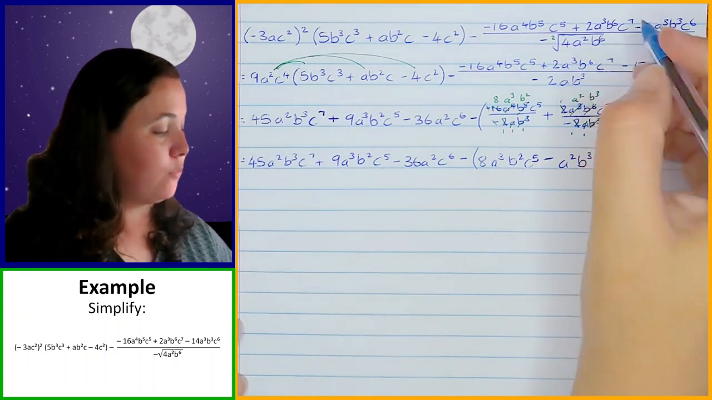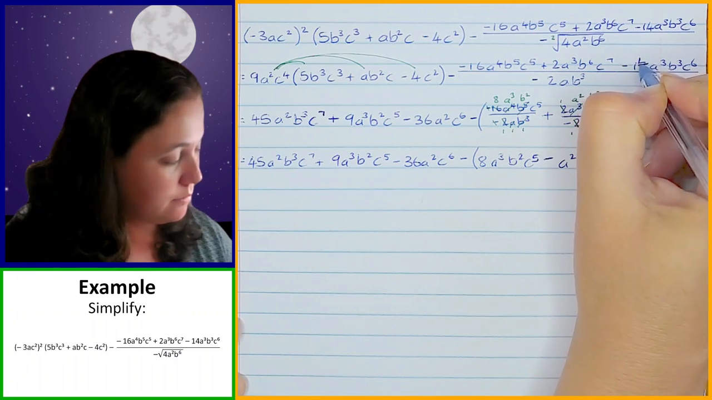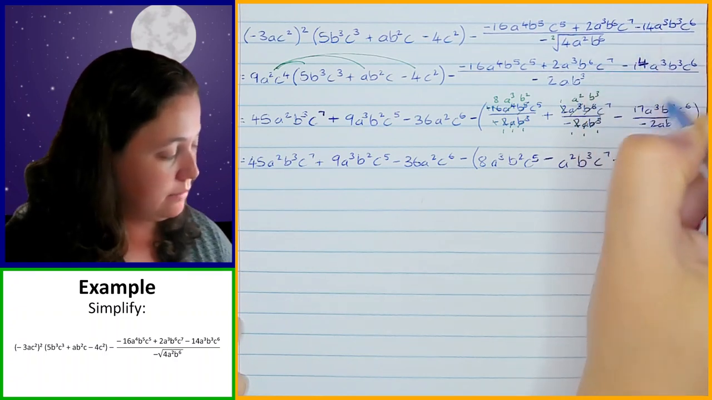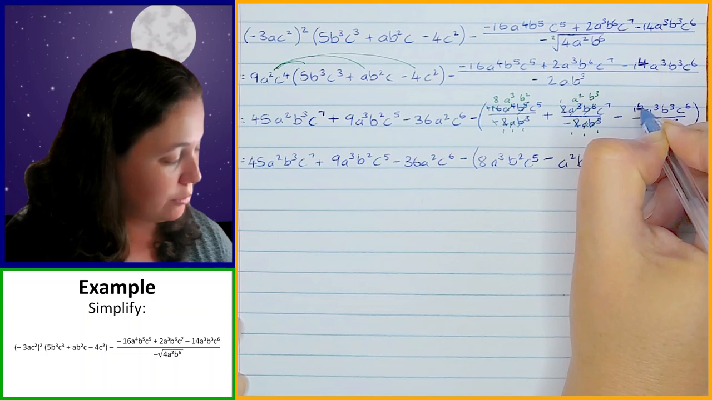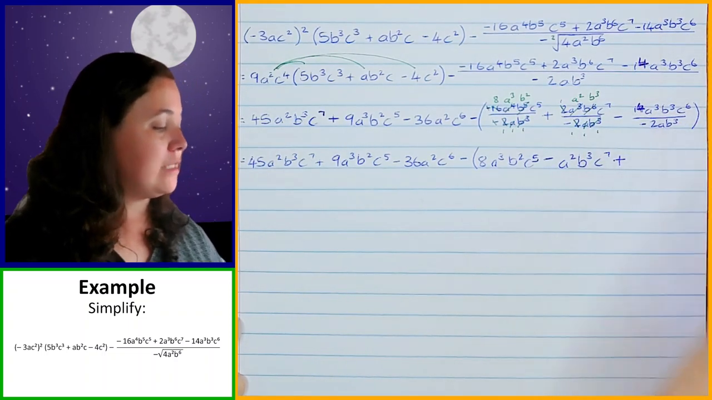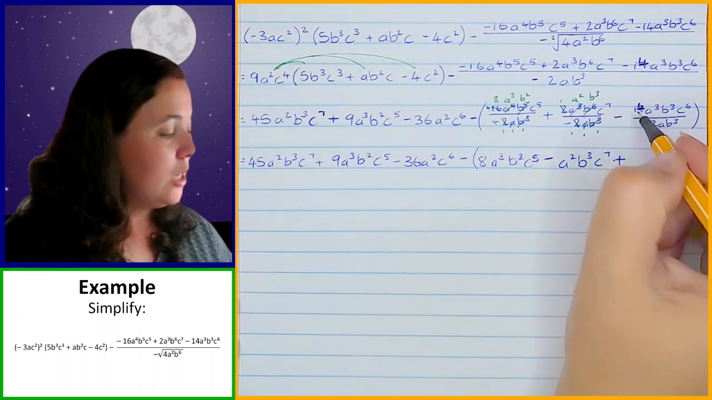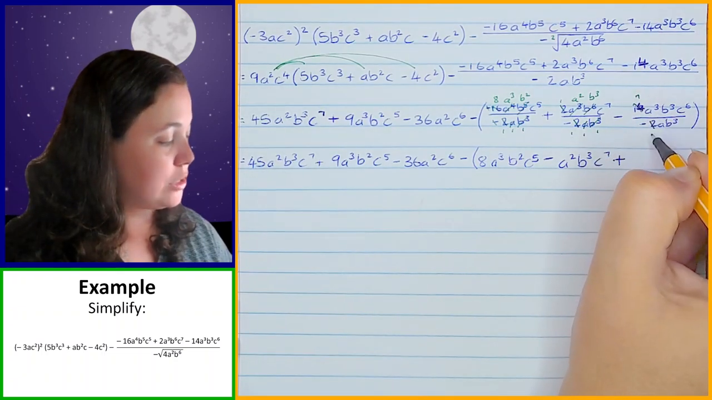This was supposed to be 14, not 17. Okay, so that's 14. I'm not sure where I got 17 from. Okay, so I've got 14 over 2. 2 goes in there 7 times, 2 goes in there once.